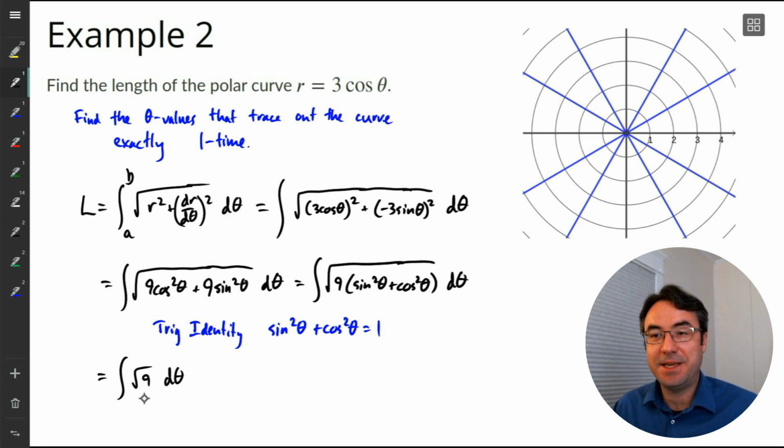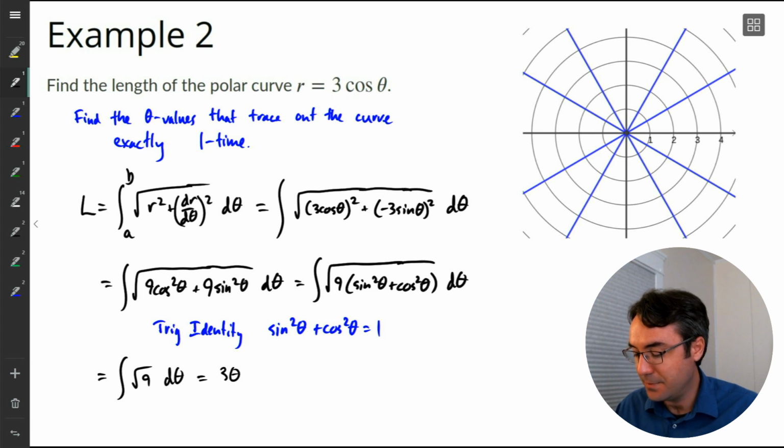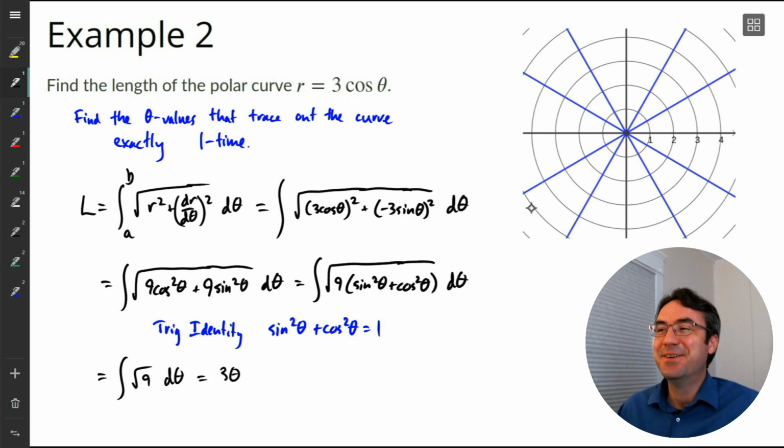So what's the square root of 9? It's 3. And what's the antiderivative of 3? Well, it's going to be 3 times theta. All right. So we're going to be able to do this once we figure out the limits of integration. The actual integration part of it is not too bad.